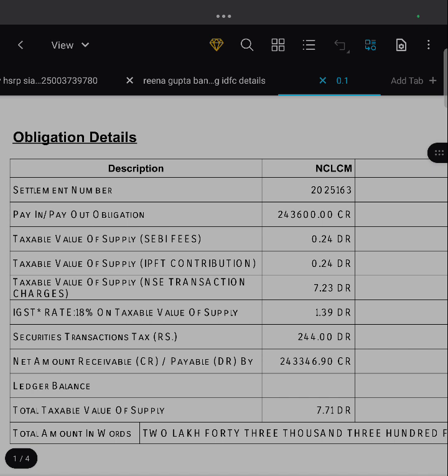So I just wanted to explain how this taxation works and how it is different from the taxation of buying and selling in the stock market. The taxation works differently on buying and selling in the equity market, and it works differently in the IPO market.